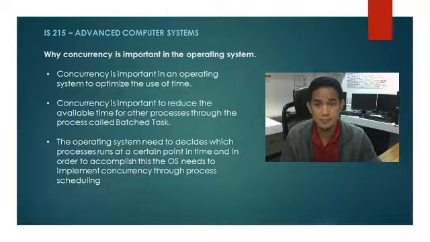The operating system needs to decide which process runs at a certain point in time, and in order to accomplish this, the operating system needs to implement concurrency through process scheduling. Scheduling also selects which running process to pause or which process to move to the back of the queue and start the new process.